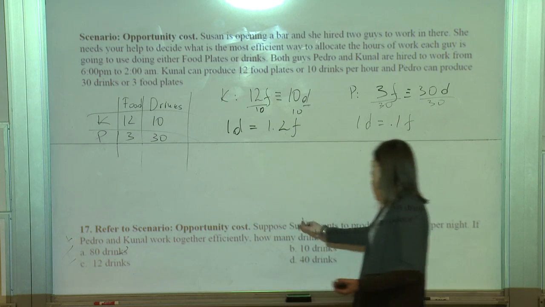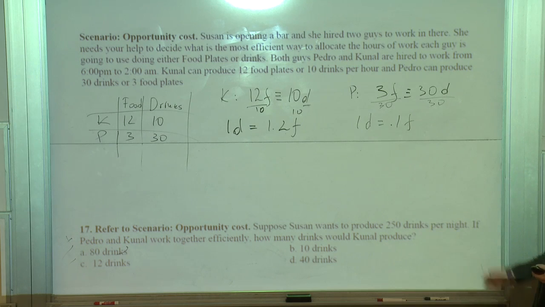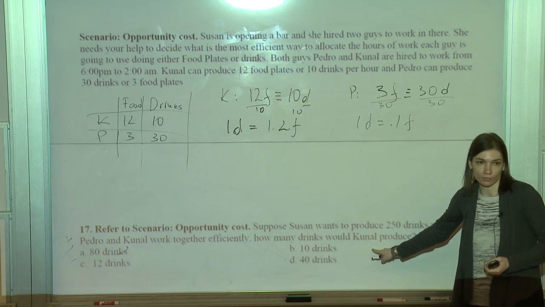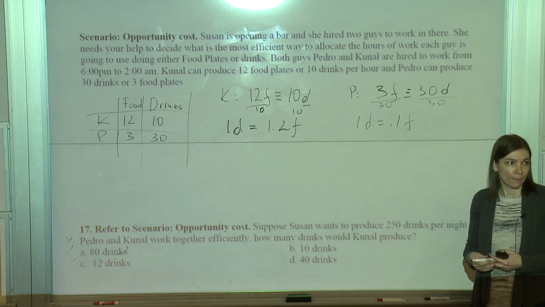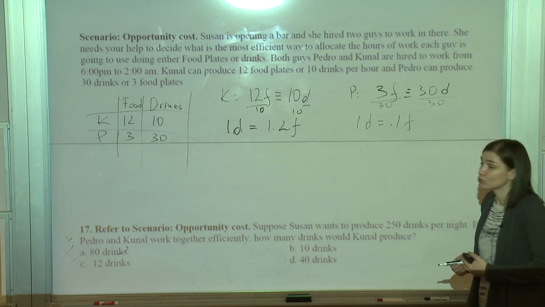All right, so let's look at the question. Susan wants to produce 250 drinks per night. If they work together efficiently, how many drinks would Kunal produce? What do you think? It is from 6 to 2. Right, so it's from 6 to 2.